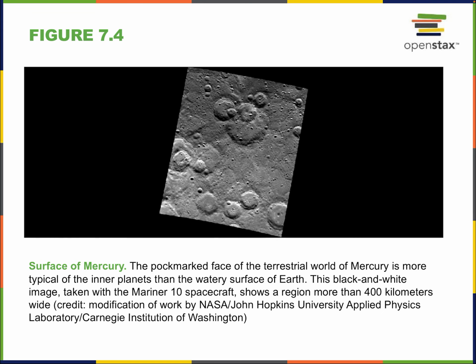So when we look at the terrestrial planets, we look at their surface and we see that many of them are pockmarked. Terrestrial worlds like Mercury, the planet closest to the sun, is covered in these leftover impact craters from asteroids. This image shows a black and white photo that's about 400 kilometers wide, and it's just covered in these impact craters. Now, the reason that Mercury has a surface like that shown in the image is because Mercury is geologically dead.